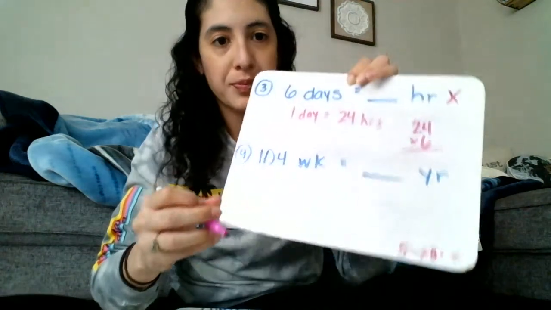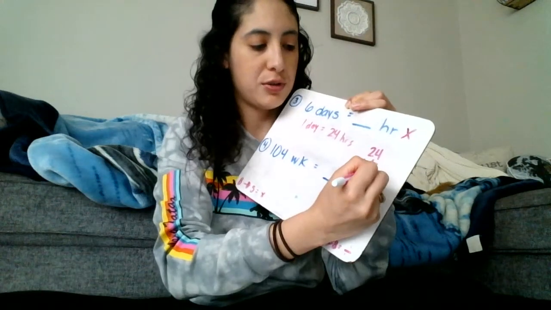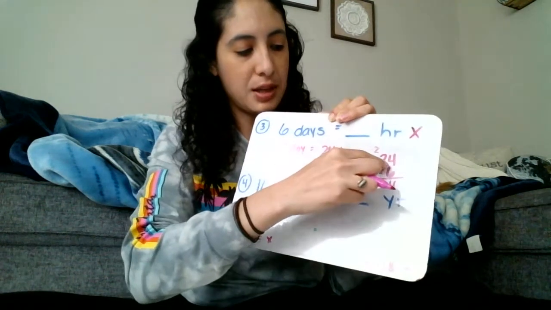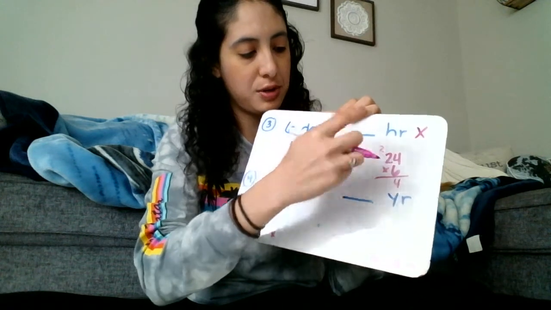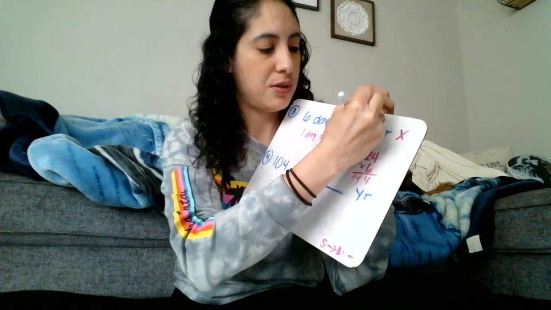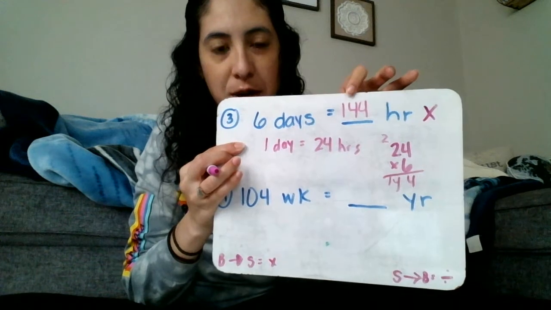So 24 times 6. Okay, so 6 times 4 is 24. So I put the 4 down here and I carry the 2. And then 6 times 2 is 12, plus 2 more is 14. So that's 144 hours. So 6 days is equal to 144 hours.